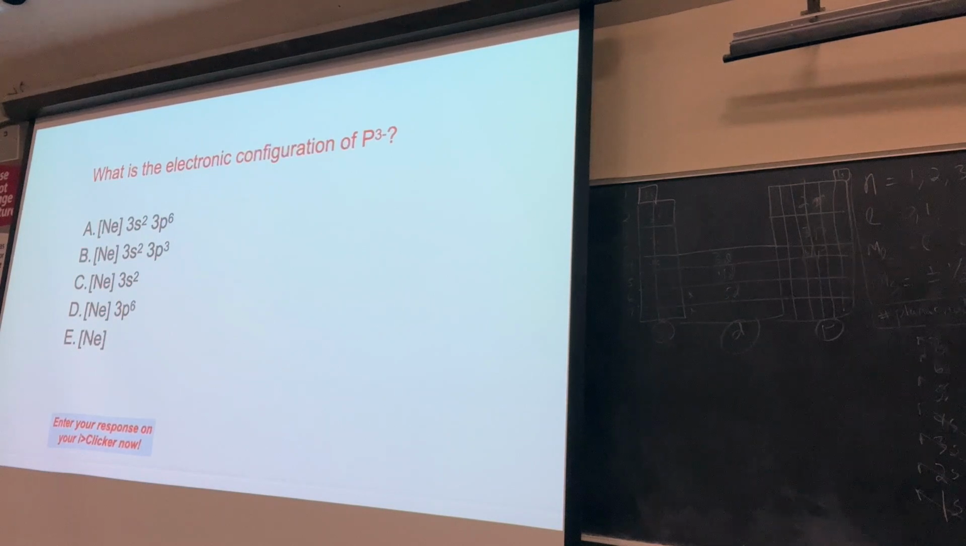This is the first example we've seen of an ion. Remember, an ion is just an atom with an excess or a minimal amount of electrons in it. This is an anion because it has extra electrons in it. And remember that P minus 3 means 3 extra electrons. So see if you can figure out which of these would represent the electron configuration for phosphide, the P minus 3 ion.